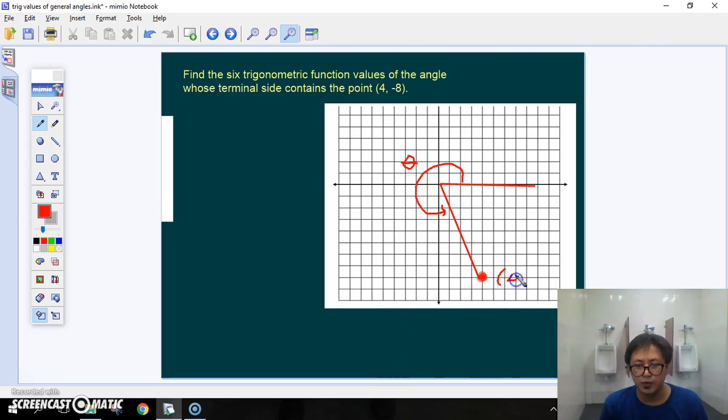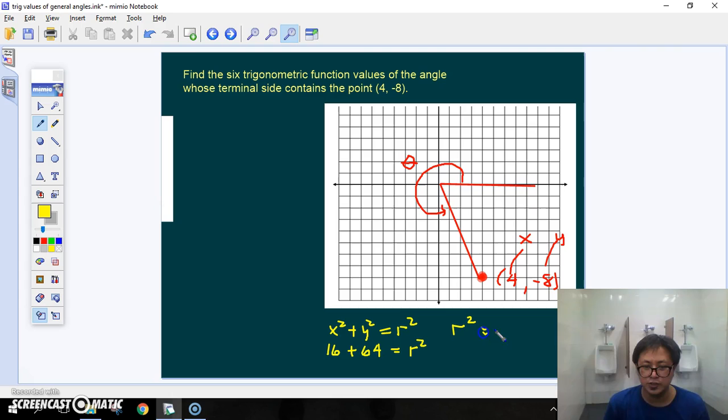So your point (4, -8): this must be your x, and this must be your y. Then, solving for r, you have x squared plus y squared equals r squared. X is 4, so when squared, 16. -8 when squared is positive 64. For your information, it's r squared. So that's r squared equal to 80.